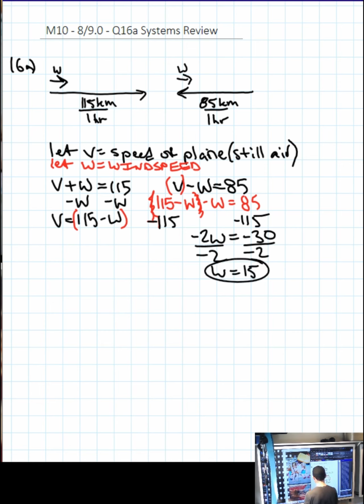Put that back into the other equation. V equals 115 minus 15, and V equals 100. The velocity of our plane in still air is 100 kilometers per hour. Don't forget your units. Kilometers per hour.